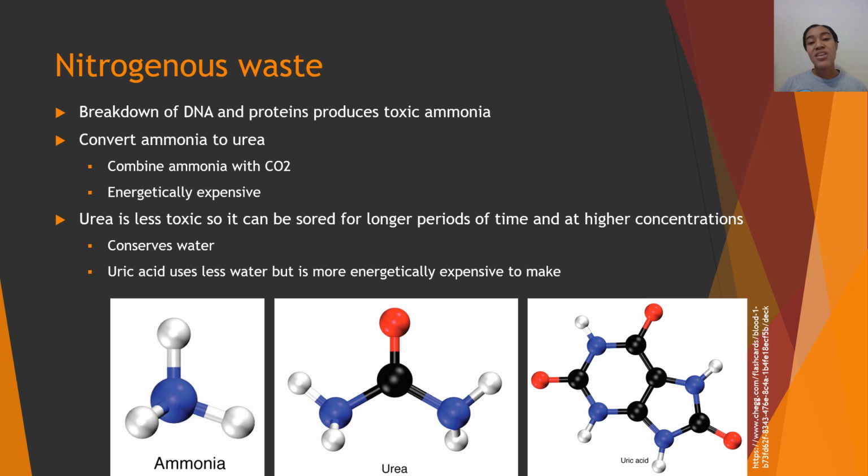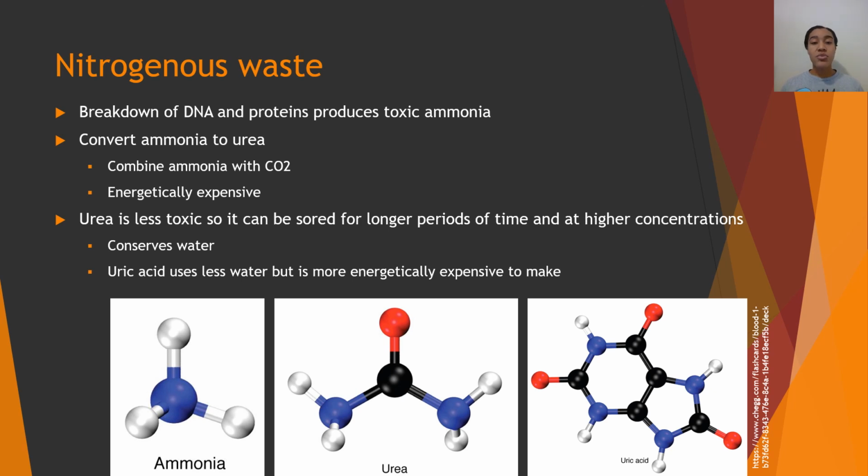But if we as terrestrial vertebrates, or any vertebrate, even aquatic vertebrates, wanted to get rid of our ammonia in a similar way, we would have to carry around gallons of extra water to dilute the ammonia out to non-toxic levels. And that's not practical, especially for terrestrial animals. We don't want to be lugging around extra water just to dilute our waste. So instead, we convert ammonia to less toxic compounds.